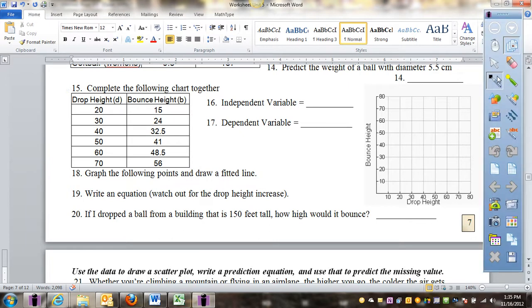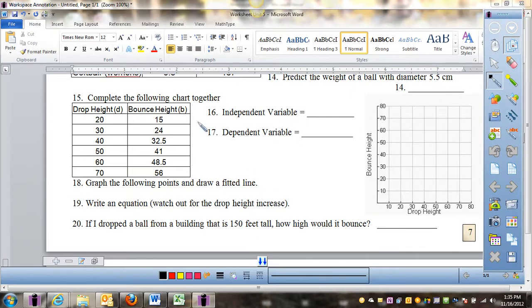So basically what we're talking about here is we're taking a T-chart, and it's number 15 on your packet, which might be a different number depending upon what packet you have, but we're going to complete this T-chart, okay? So we drop something from 20, I'm assuming feet up. Yeah, it looks like it says feet here, so it must be feet. 20 feet up, and it bounces 15 feet up. Drop from 30, it bounces 24.